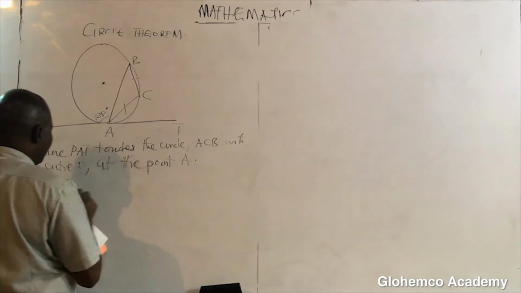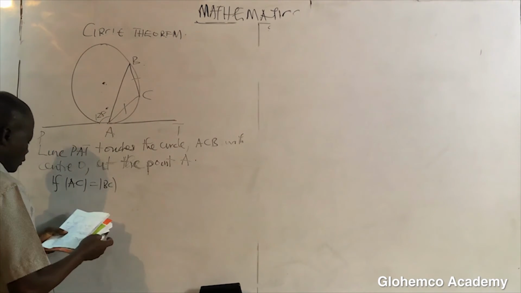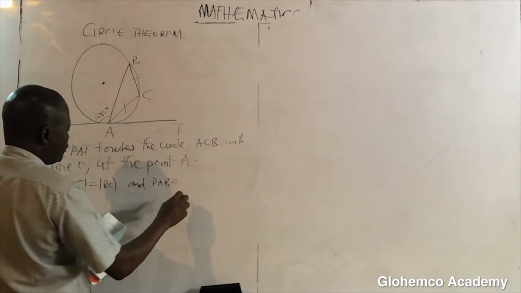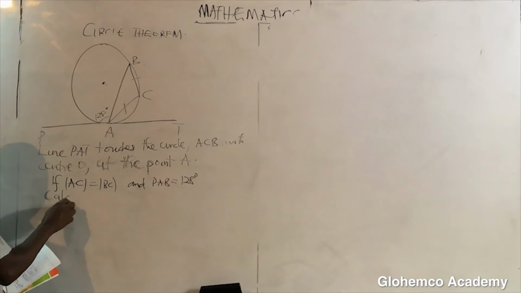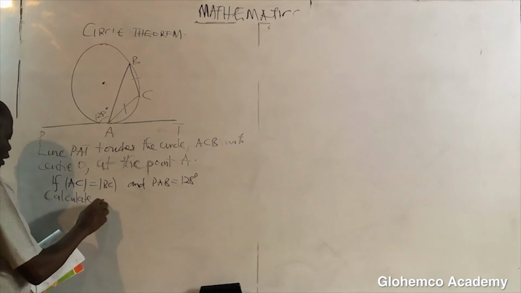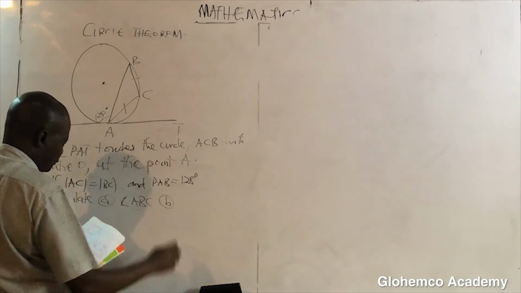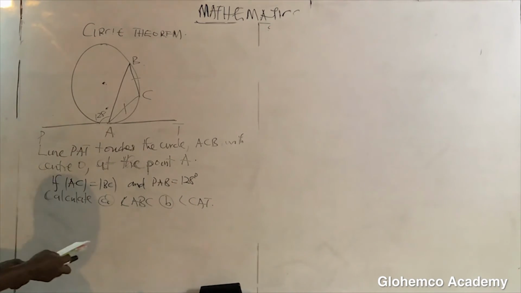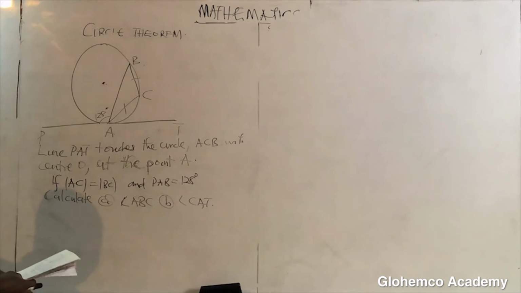Then the question says if AC is equal to BC and PAB equals 128, then we have to calculate angle ABC and angle CAT. Calculate angle ABC and CAT. Now these are other forms of circle theorem.